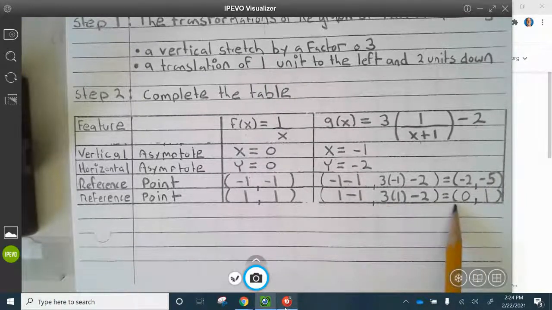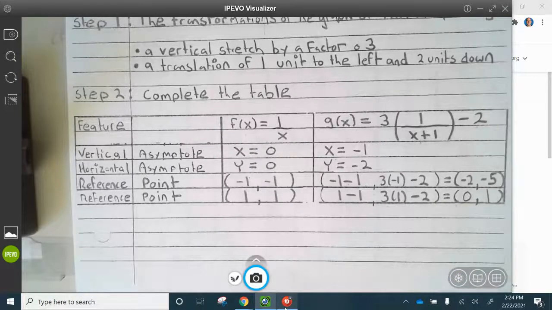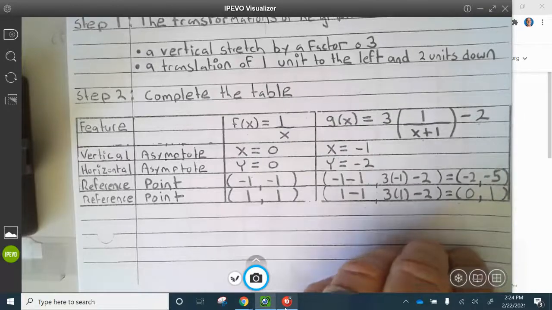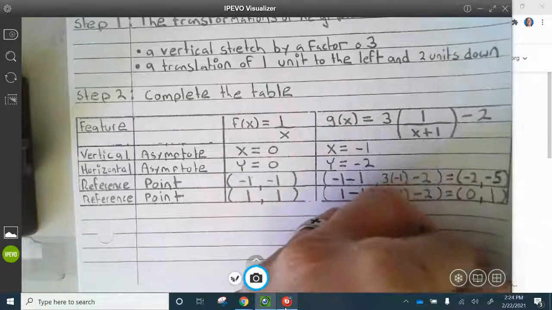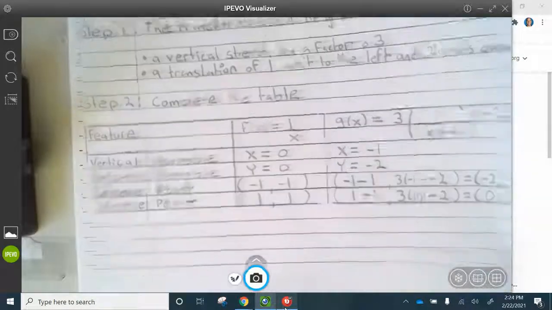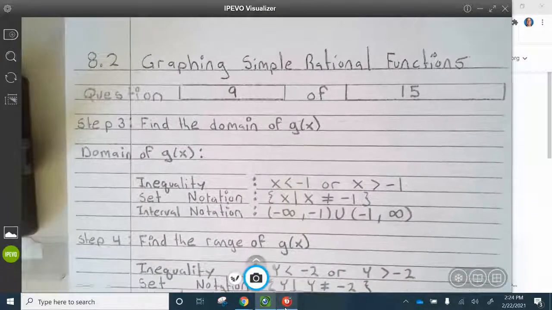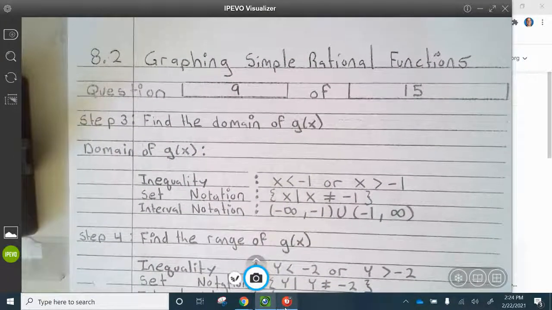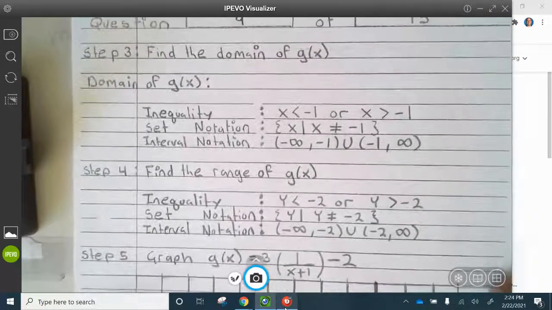All right, step 3 continued, or I'm sorry, question 9 continued. Step 3, find the domain of g of x. The domain of g of x is x is less than -1 or x is greater than -1. Set notation is x such that x does not equal -1, and interval notation is negative infinity to -1, or -1 to infinity.